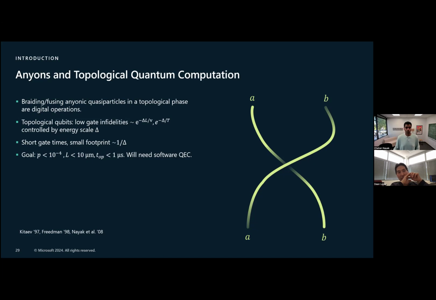error rates. We want our length scales to be less than around 10 microns. That way we could have 1 million qubits on a centimeter by centimeter chip. And we want our fundamental operation time to be around a microsecond or faster, because that enables us to do, let's say, a chemistry simulation involving 1 million physical qubits and 1 trillion operations. You could solve that in a month, okay, if you have a 1 microsecond operation time.